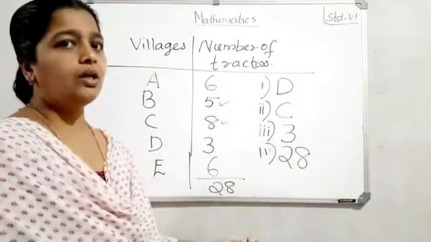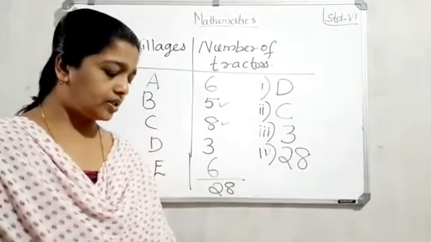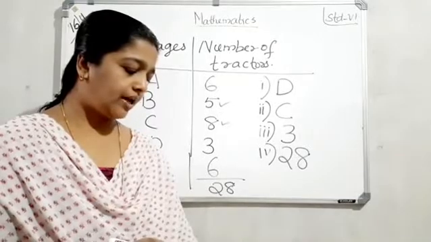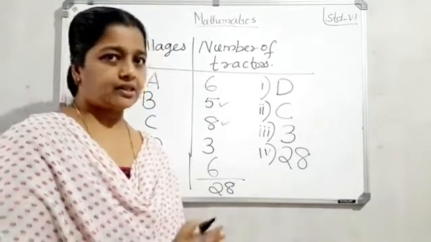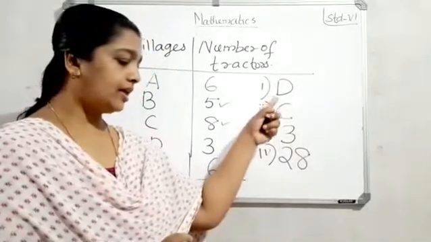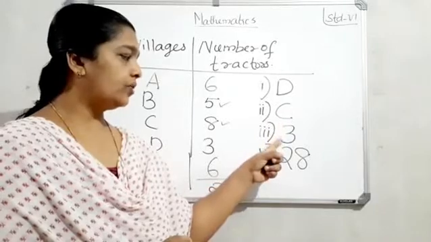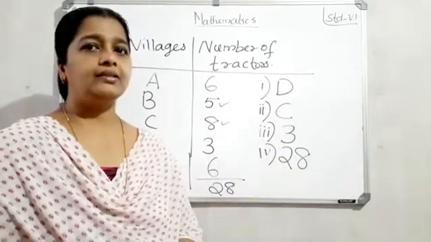28. So, how can you write the answer in the notebook? First, write the main question. The following pictograph shows the number of tractors in 5 villages. Then you draw this picture, same picture. Then write the question and answer. First question answer D, second question C, third one 3, and fourth one 28. Clear? Yes.